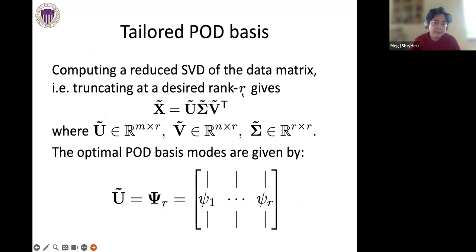This truncation, where to truncate, is often a difficult question. And here we have used the recent work by Gavish and Donoho that provides an optimal hard threshold based on the singular value distribution of the data as well as the aspect ratio of the data matrix. That's where we truncate. And the POD basis modes I will be designating as Phi r from now on.